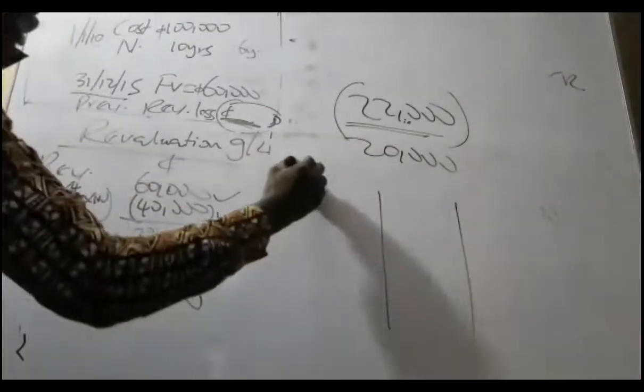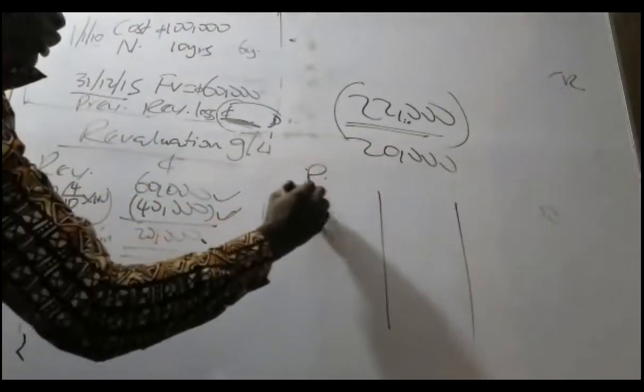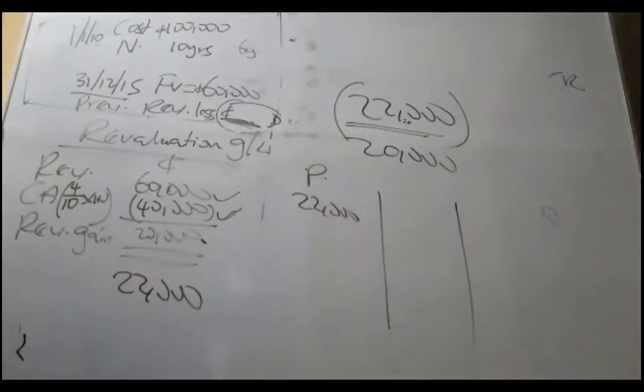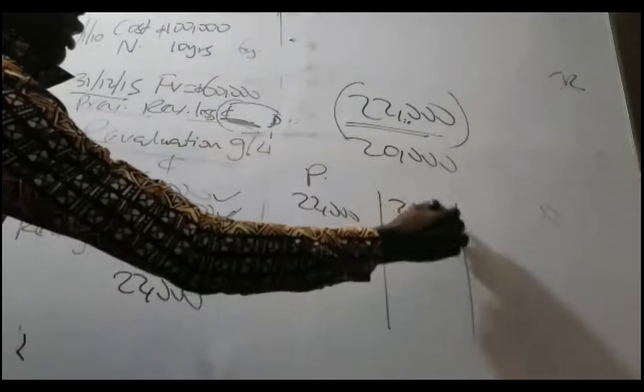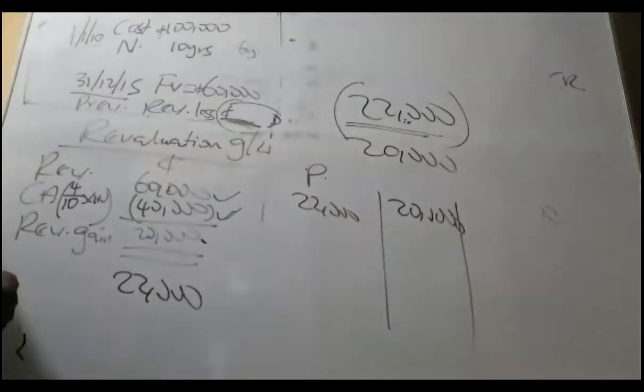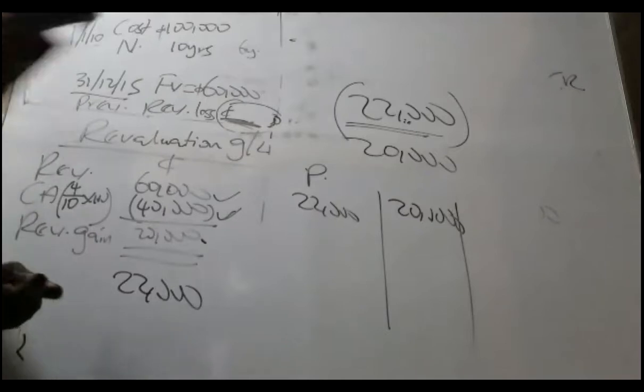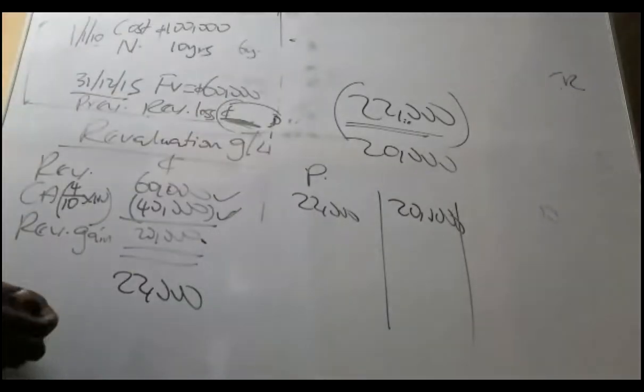So that is it. This is the previous year. We show 22,000 as loss. This year we had a gain, so we've reversed 20,000. The remaining 2,000 will sit in the changes in equity. That is the retained earnings. It's in the retained earnings.